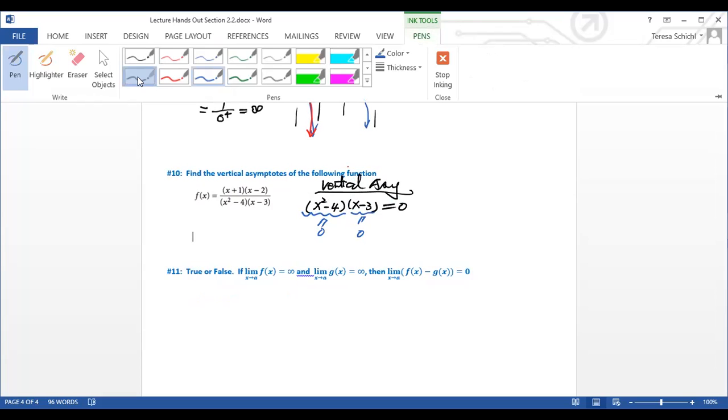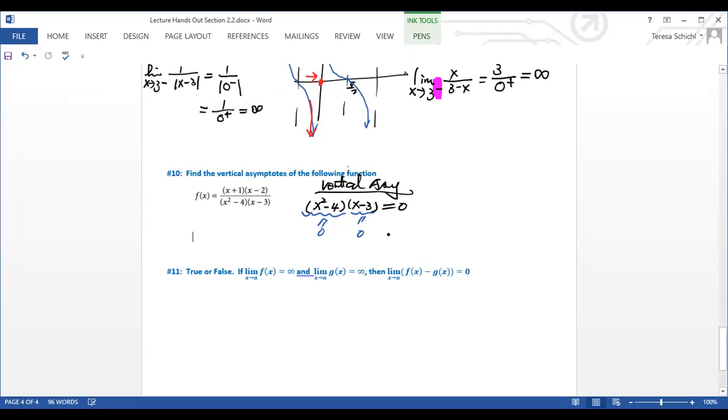So now I can solve this. I will say x squared minus 4 equals 0, so x squared equals 4, so x equals 2 and negative 2. But also I can say x minus 3 equals 0, so x equals 3. So how many vertical asymptotes do I have? I have 3: x equal to 2, x equal to negative 2, and x equal to 3 here.